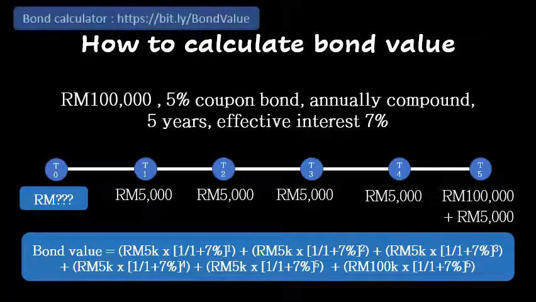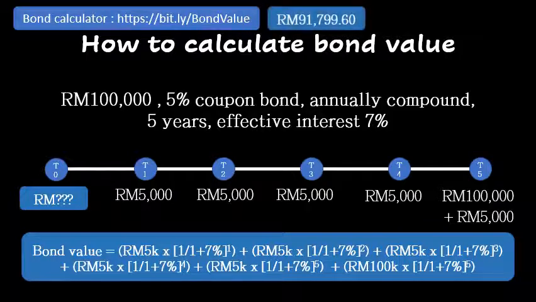You can calculate it using your scientific calculator, or you may use an online calculator, for example the one here. The online calculator, using the formula, will give us a value of 91,799 ringgit and 60 cents.